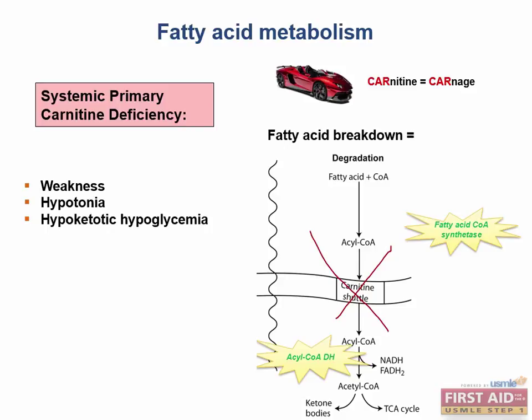Well, during times of hypoglycemia, our body usually turns to fat reserves for energy. If we don't have our carnitine shuttle working, we get a toxic buildup of fatty acyl-CoA that's stuck in the cytoplasm. This fatty acyl-CoA can't get converted to ketone bodies or enter the TCA cycle in these patients. So, in patients with systemic primary carnitine deficiency, you'll see hypoketotic hypoglycemia.